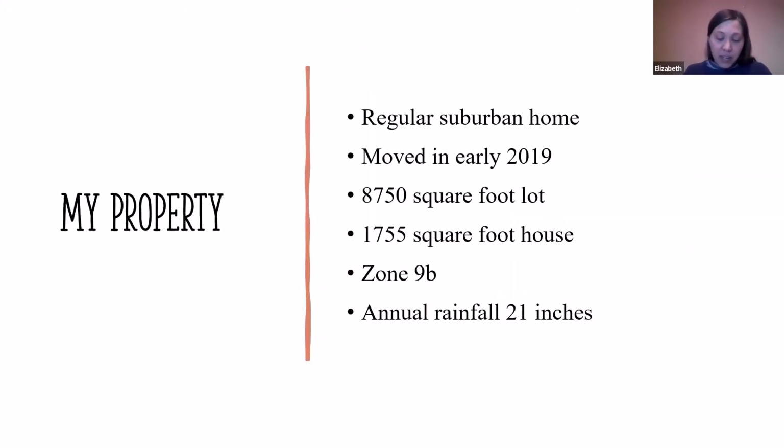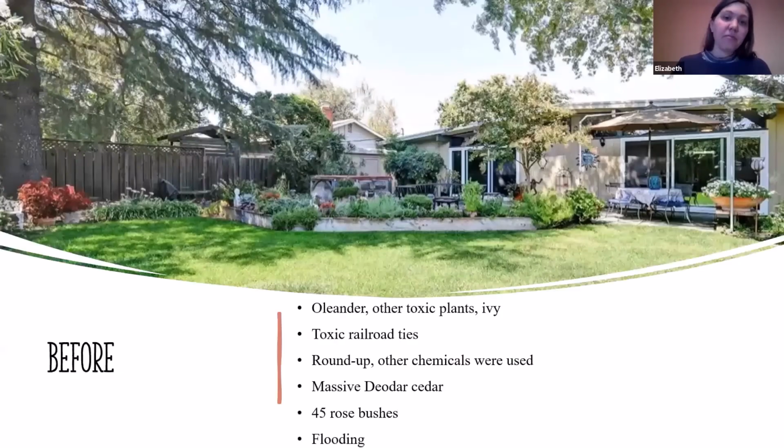Okay, so my property is just a typical suburban lot. It's 8,700 square feet, minus the house, minus the driveway, the shed, the carport, and a really large patio in the backyard. And so the area that's left isn't massive. It's not tiny, but it's not very large either. So anything that I am doing here, most people can do if they have a typical suburban lot.